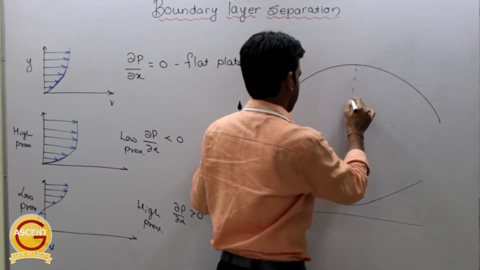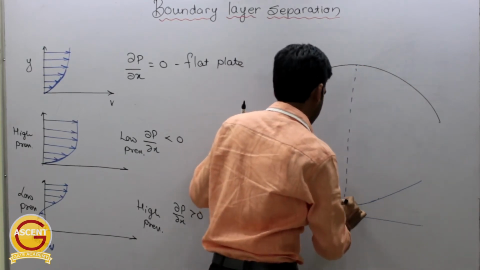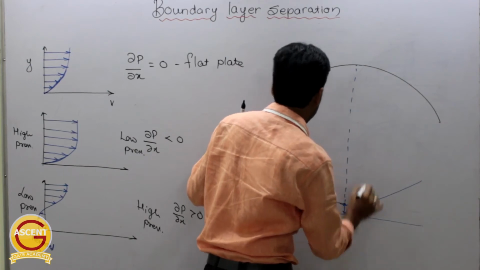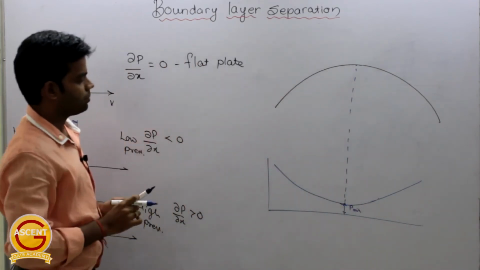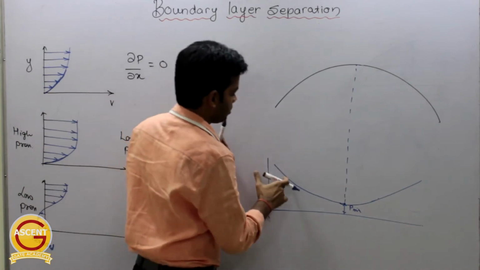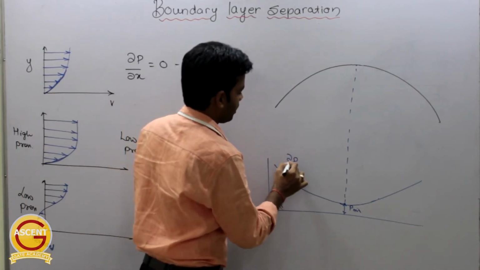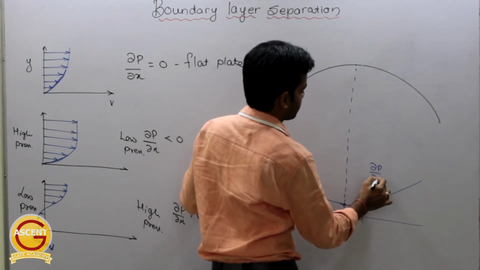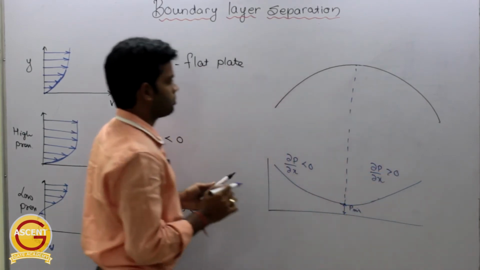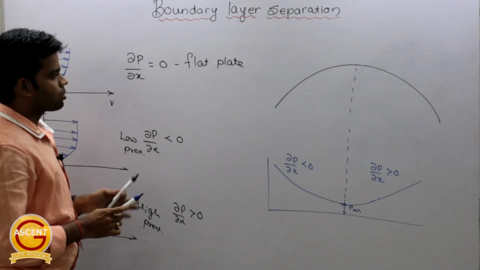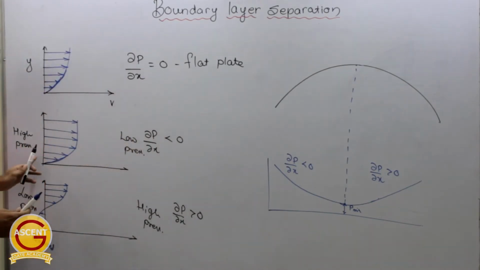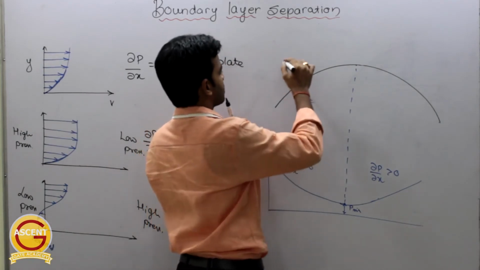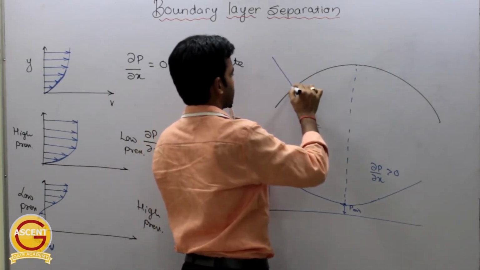At this particular point the pressure will be minimum. Getting this now? Okay, and in this region del p by del x is less than 0, and in this region del p by del x is greater than 0. Clear? Okay, so how will the velocity profiles be? As I have told you, in this region when del p by del x is less than 0, the velocity profile will be like this.